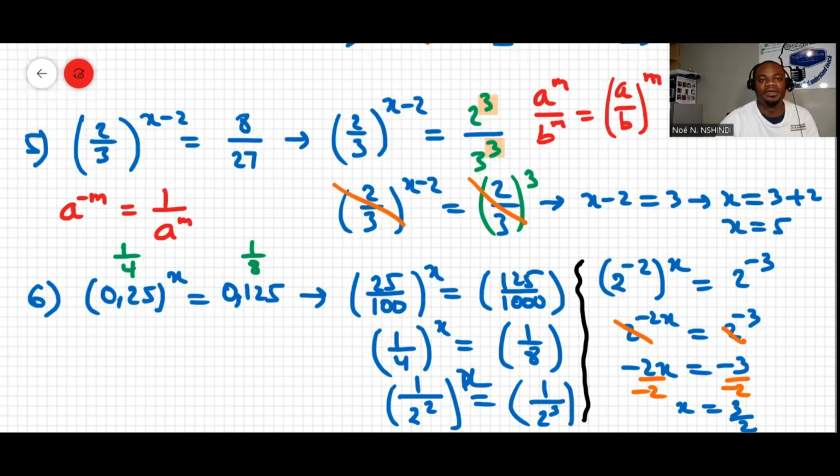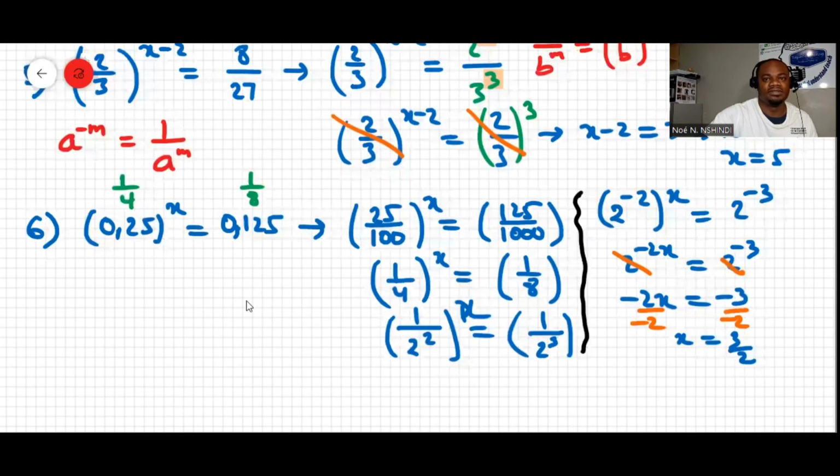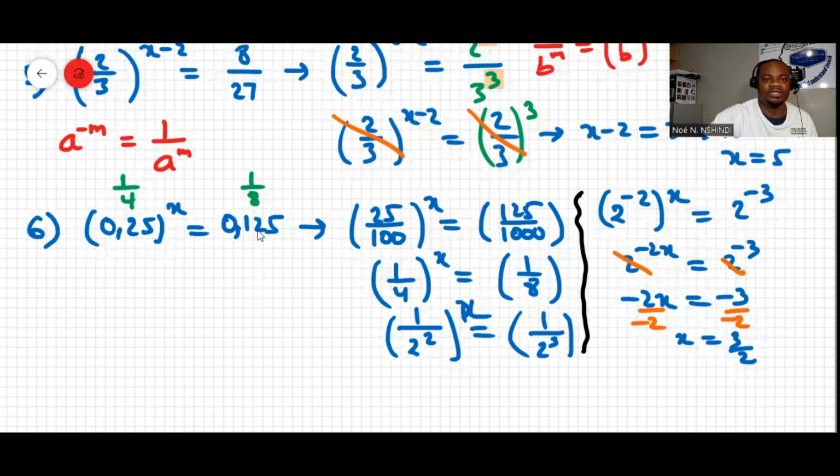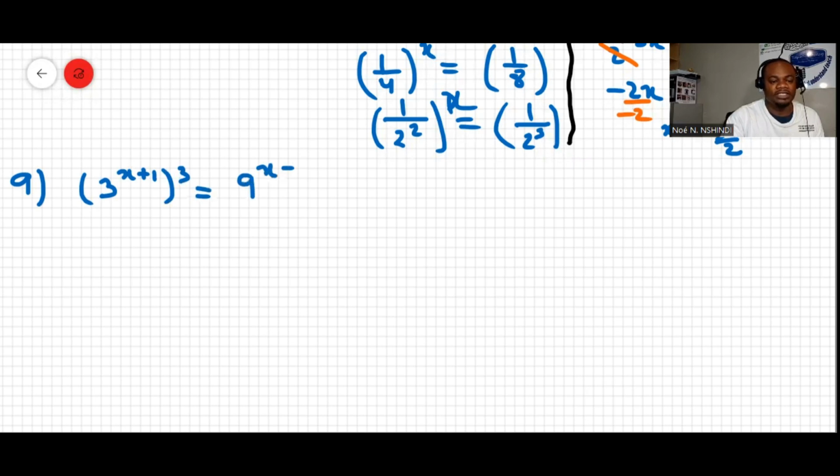So, the same way we did question 6, this is what you can do for question 7 and 8, and we can do now question 9. I think okay, let's do question 9. Question 9 says 3 to the x plus 1, all to the power of 3, equal to 9 to the power of x minus 3. I guess it's going to be easy by now.